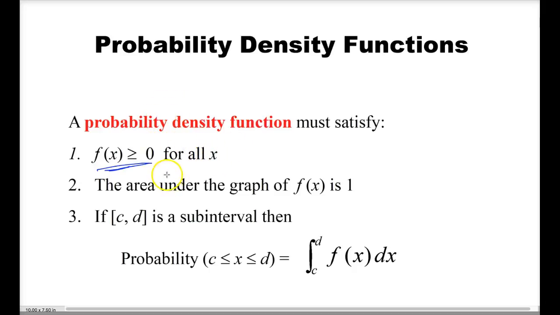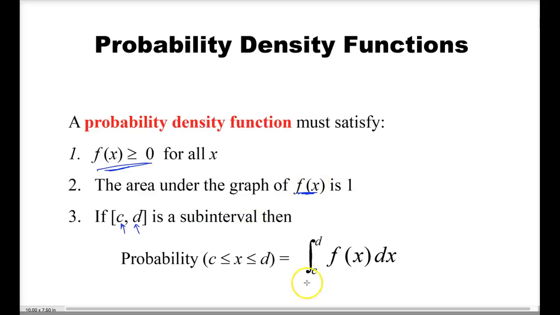So our graph has to be sitting above or on the x-axis for all the values of x that we're considering. The next thing that has to be true is that the area under the curve of the graph of f of x for all the values we're considering has to be 1. The reason is that we're looking at the total area under the curve as being a probability, where a probability of 1 is 100%. Here, the c and the d are the subintervals, the x values we're trying to figure out the probability in between.